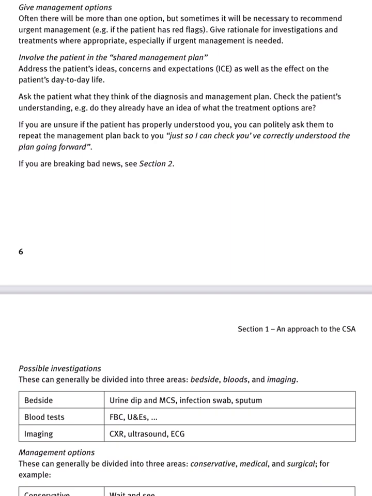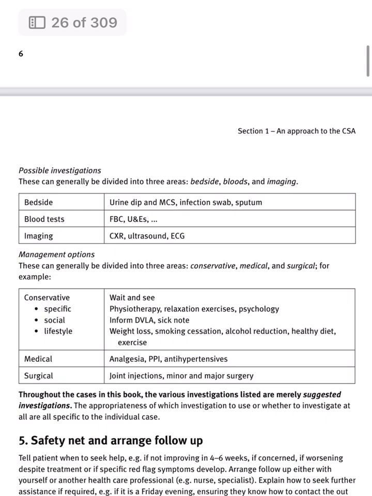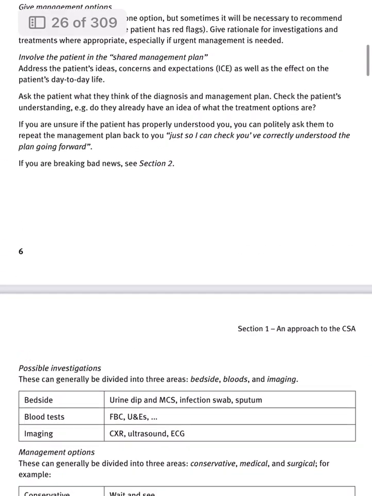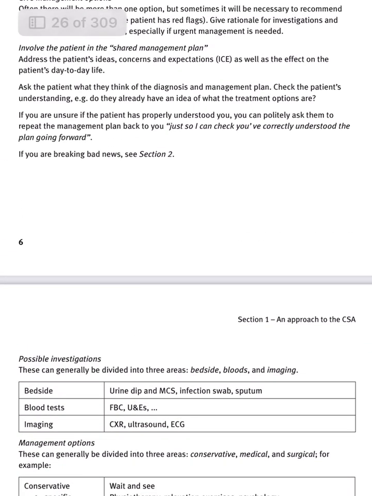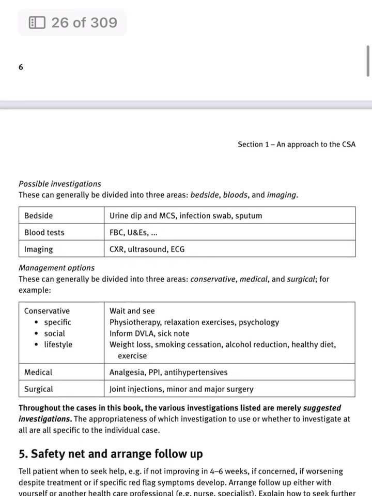And if you are breaking bad news, make sure they are following you. And it is discussed in section 2, so we'll talk about that later.